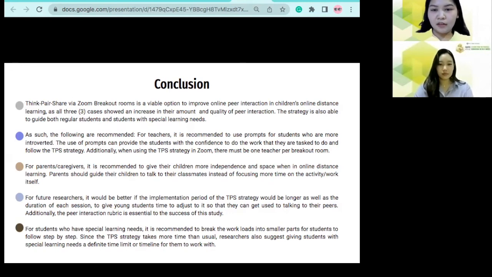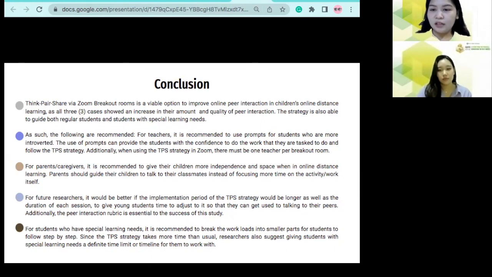So lastly, our conclusion: think, pair, share via Zoom breakout rooms is a viable option to improve online peer interaction in children's online distance learning, as all 3 cases showed an increase in the amount and quality of peer interaction. The strategy is also able to guide both regular students and students with special learning needs. As such, the following are recommended.